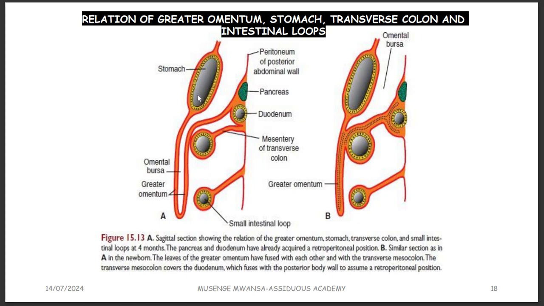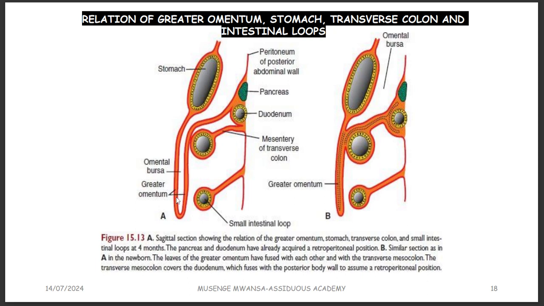So the stomach here. You can see how the stomach is connected to the posterior abdominal wall. So this forms the greater omentum. So the greater omentum is going to have two layers. There's a layer that is going down and a layer that is going up. These layers are normally fused. There are actually four different layers. Okay, four different layers, because this layer is going to continue like this.